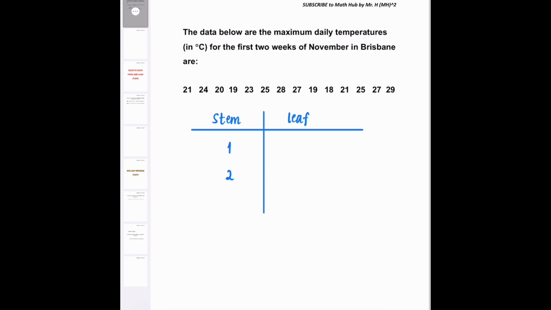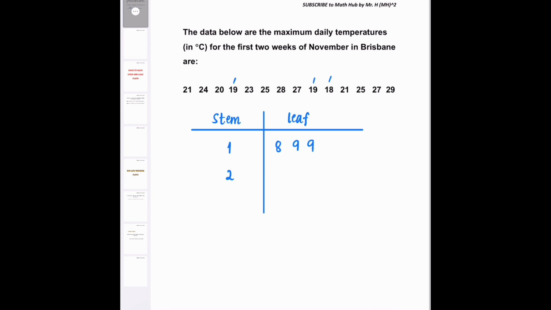The next thing we need to do is fill in the leaf column by putting in all the last digits of every data value in the given set. First we start with the numbers starting with 1. The lowest number is 18, so we write 8. Also, we have two 19s, so we write two 9s.